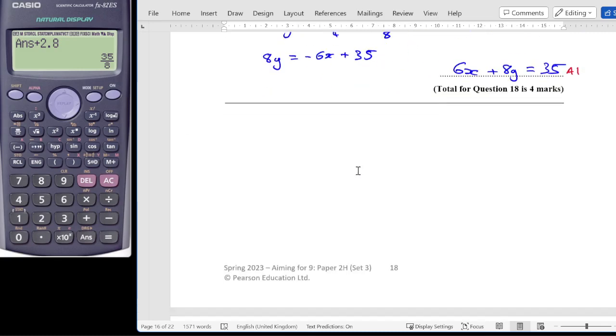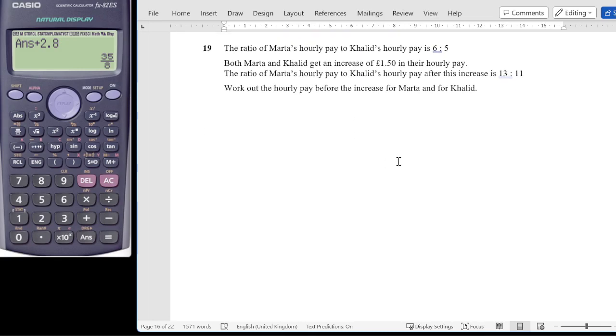Okay, right, question 19 then. Another ratio question. So the ratio of Martin's hourly pay to Khalid's hourly pay is 6:5. Both of them get an increase of 1.50 on their hourly pay. The ratio of Martin's hourly pay to Khalid's hourly pay has increased to 13:11.